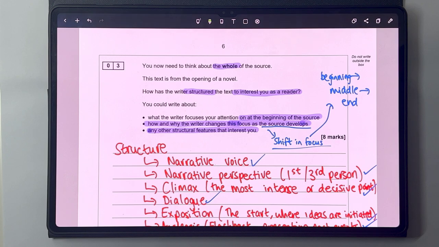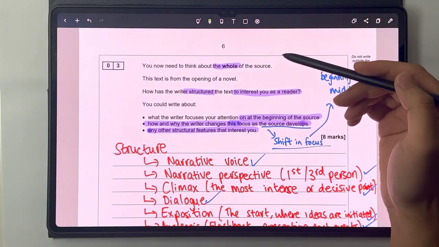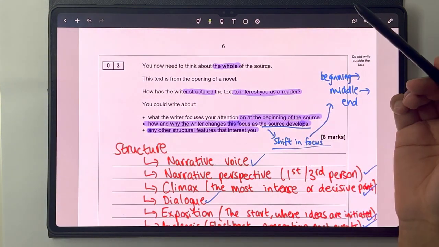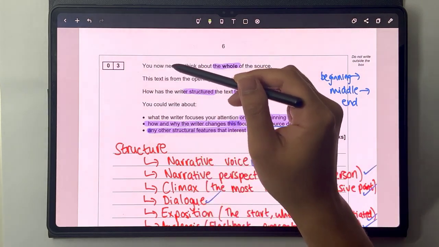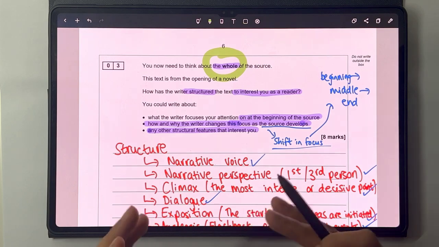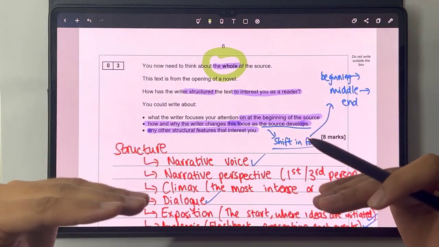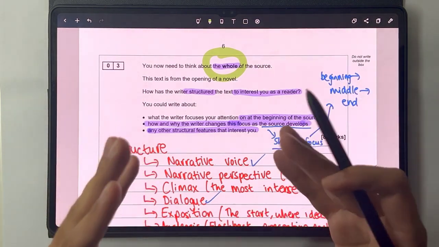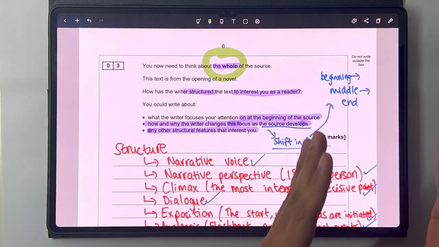Today we are looking at the AQA GCSE English Language Paper 1, Question 3, which is focusing on structure. The question itself is always the same every single year. It reads, you now need to think about the whole of the source. Okay, so the whole of the source is looking at the beginning to the middle to the end. So you're looking at the shift from the beginning to the middle to the end.